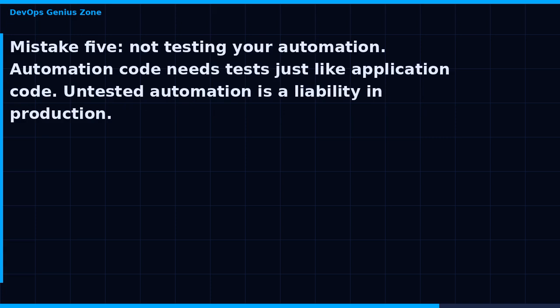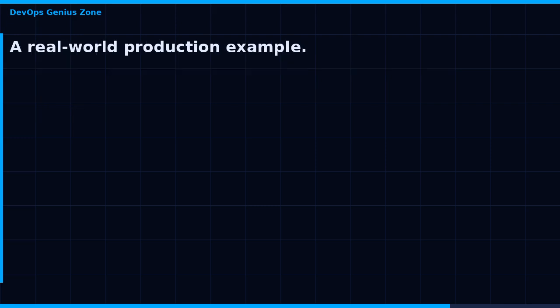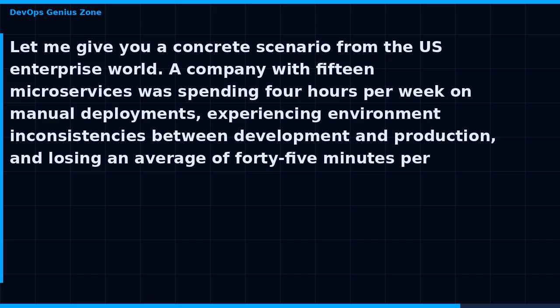Mistake 5, not testing your automation. Automation code needs tests just like application code. Untested automation is a liability in production. A real-world production example. Let me give you a concrete scenario from the US enterprise world. A company with 15 microservices was spending 4 hours per week on manual deployments, experiencing environment inconsistencies between development and production, and losing an average of 45 minutes per incident trying to determine which change caused the problem.